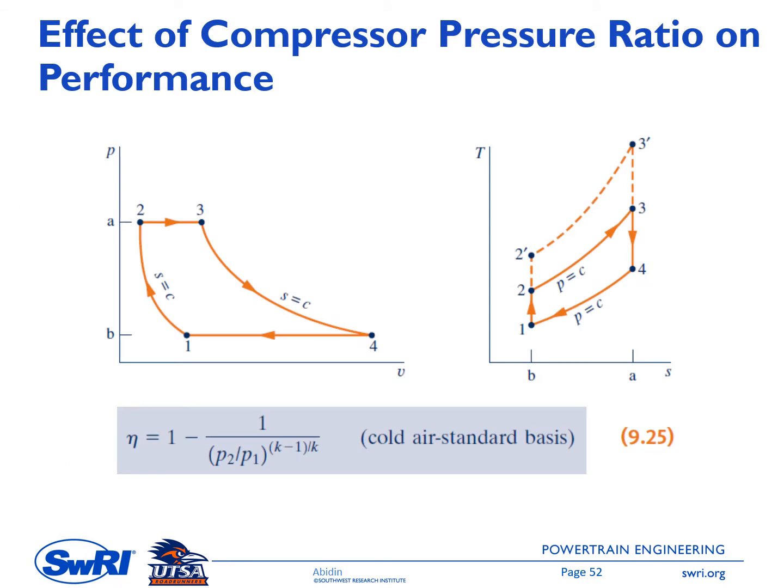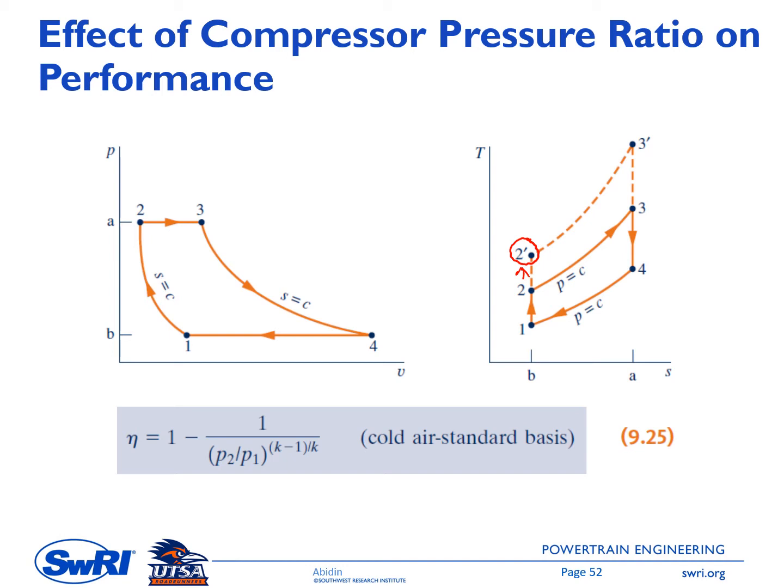The next topic is looking at the effect of compressor pressure ratio on performance. So we have a PV diagram here. On the right side we have a TS diagram. If we increase the compressor pressure ratio, then point 2 in the TS diagram here will move up. So we have a new point at the compressor exit, point 2 prime here. So P2 prime is higher than P2. This means we have an increased pressure ratio inside the compressor.